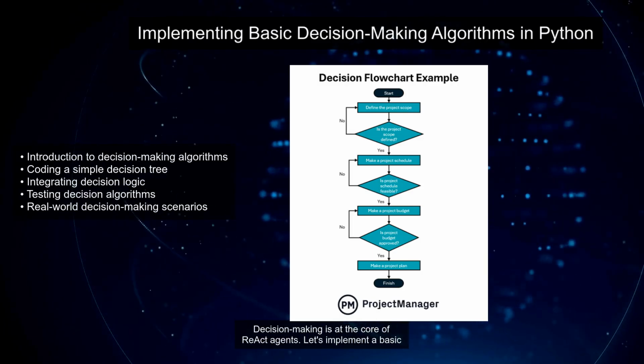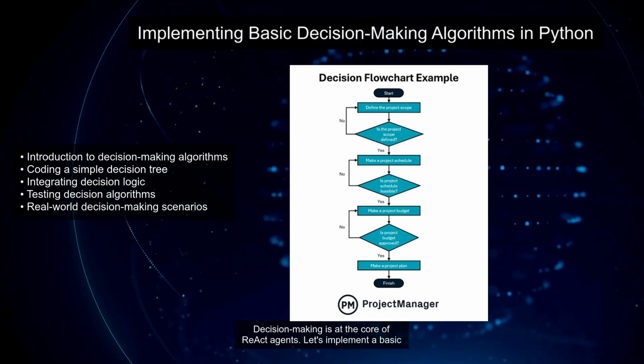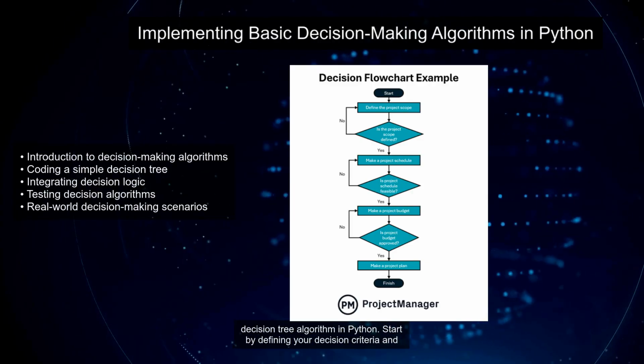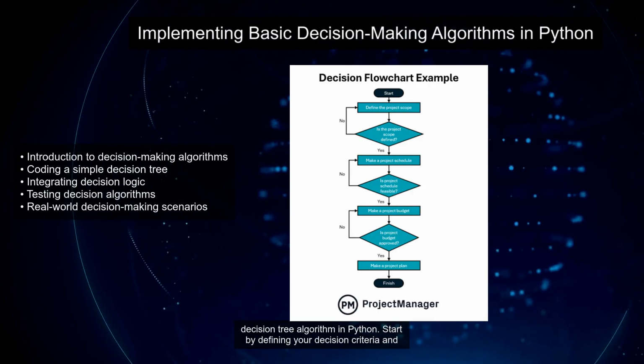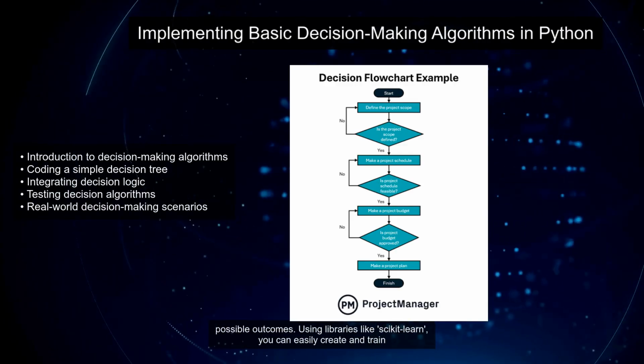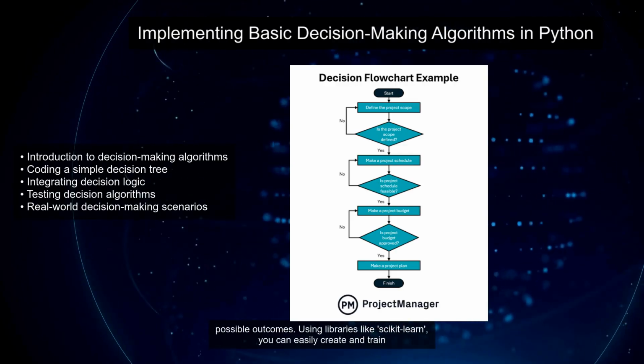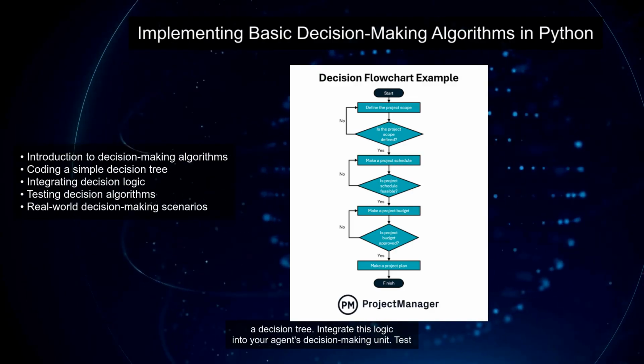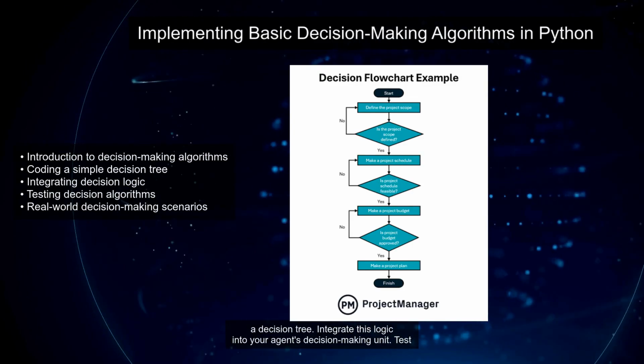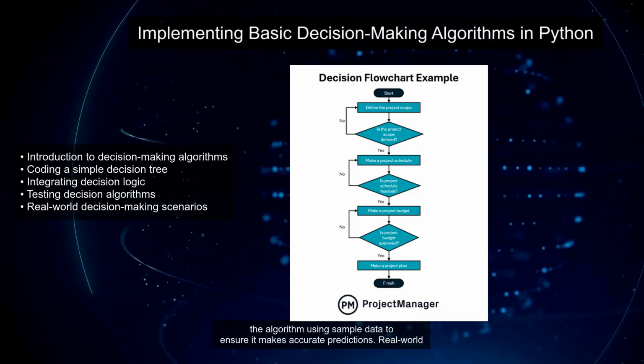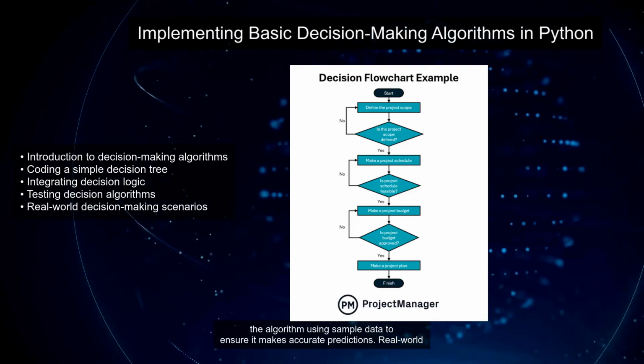Decision-making is at the core of ReAct agents. Let's implement a basic decision tree algorithm in Python. Start by defining your decision criteria and possible outcomes. Using libraries like scikit-learn, you can easily create and train a decision tree. Integrate this logic into your agent's decision-making unit. Test the algorithm using sample data to ensure it makes accurate predictions.